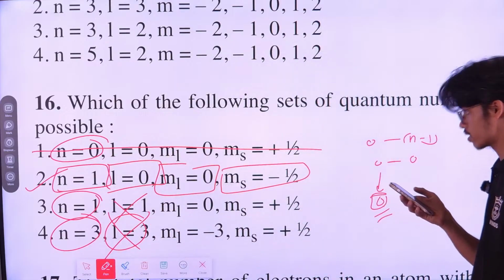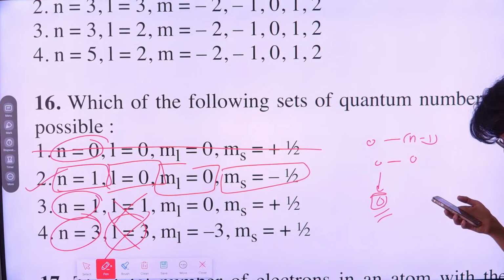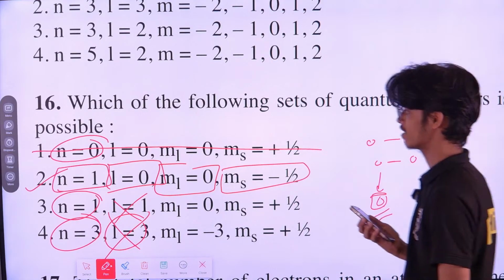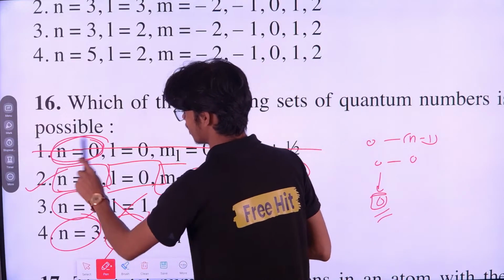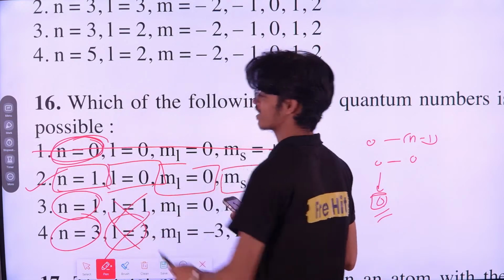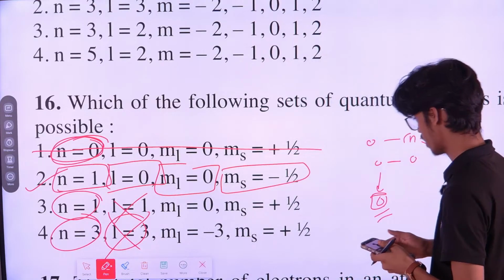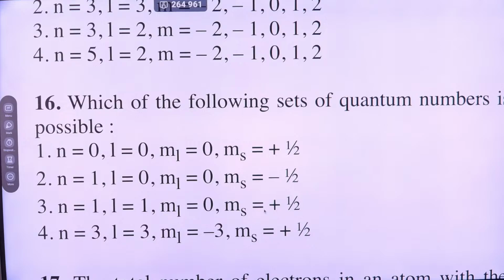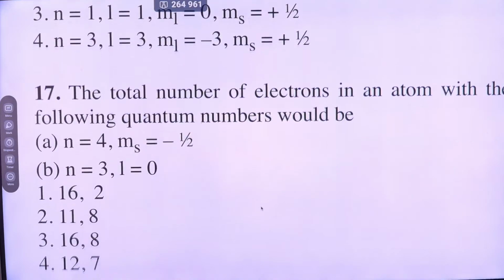Who has answered? 16, option number 1. Oh no, Gokul, try to answer it correctly. Option 1 is not the right answer, because n equal to 0 will not exist. Anyways, try to do the next question. Don't be demotivated. Try to do the next question.